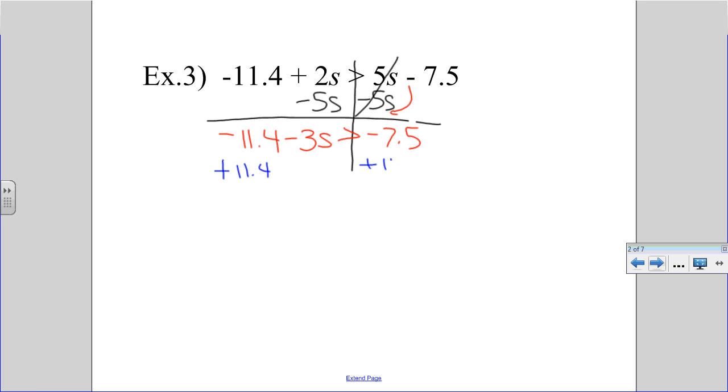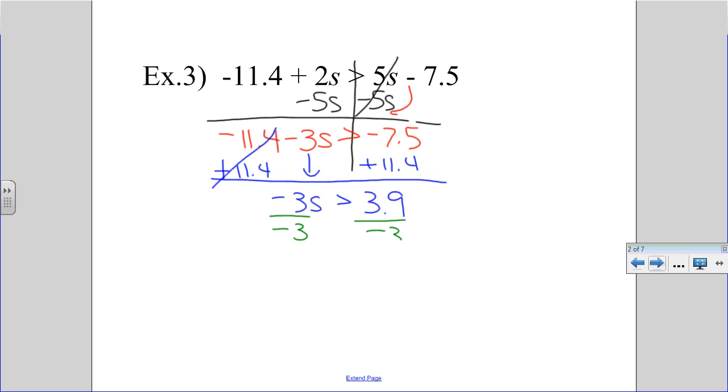And this is where I needed you guys' help today because I got all these decimals. This is going to come down as negative 3S is greater than, is that 3.9? Somebody check for me. Thank you, Isaac. 3.9. All right, what's going to be my next step? Divide by what? 3 or negative 3? Which is it? You've got to divide by negative 3.